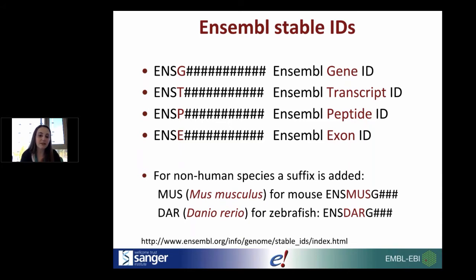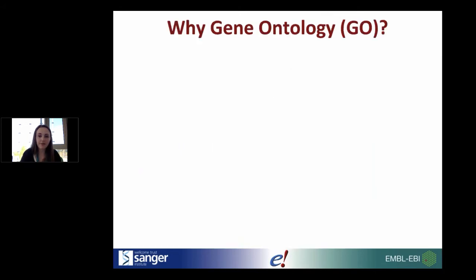For non-human species, a suffix is added. So for mouse, that is MUS. For zebrafish, it's DAR. And we do have a list. If you are looking for your favourite species, have a look at the list of all of the three-letter codes to find your favourite species.